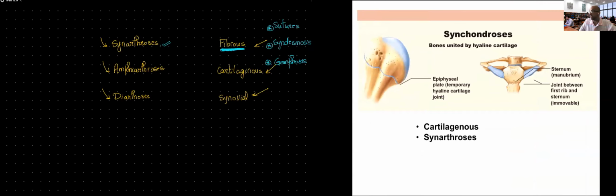Looking here at the joints in which I'm attaching the bones with hyaline cartilage. Those are called synchondroses. So chondro means cartilage. So actually the name here tells you everything that you need to know about the joint and its classification. So chondro means cartilage. So what would you classify this joint as?